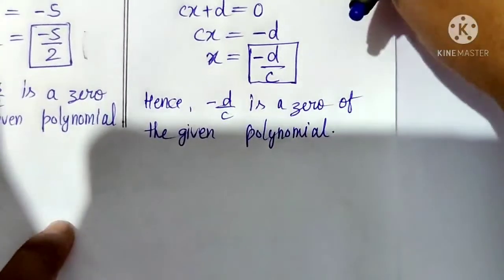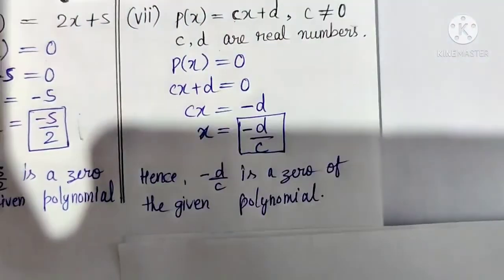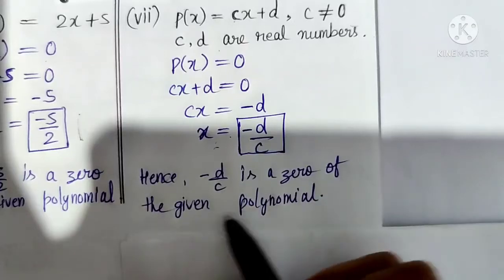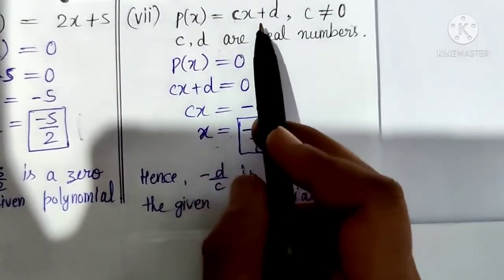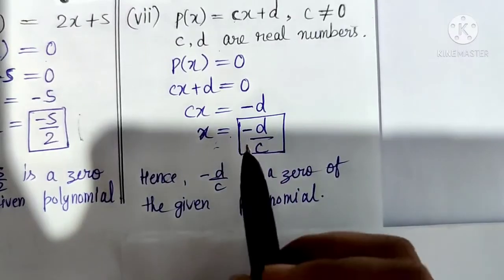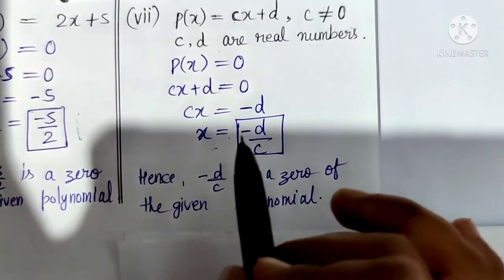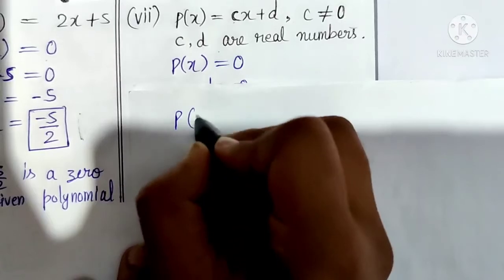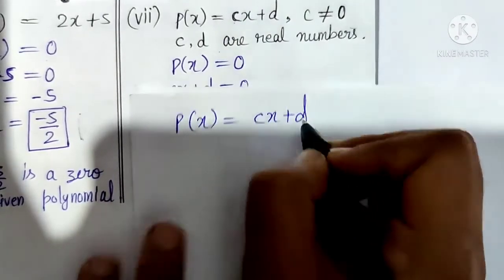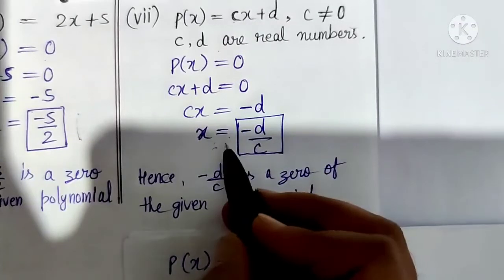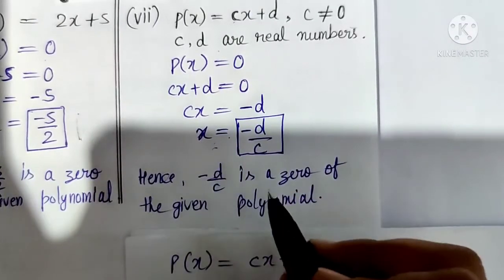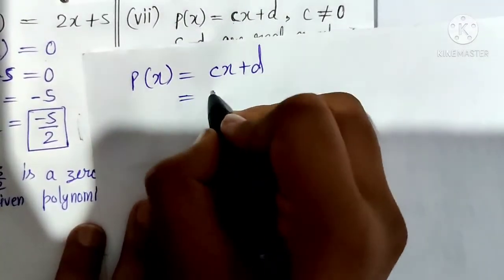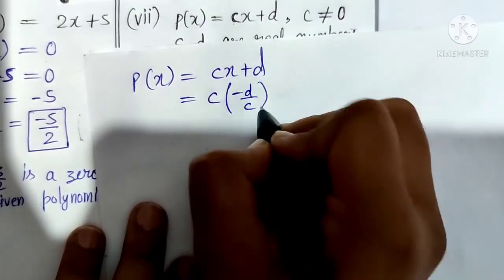Now students will get confused about how it can be possible, so let me show you. It is not given that we have to check, but I want to show you, because we are saying minus d upon c is a 0 of the polynomial, so we have to check whether it is correct or not. In place of x I will put minus d upon c. Listen again, it is not given in the question, but I am verifying it for your consideration. p(x) was given as cx plus d, and we got the value minus d upon c. So if we put minus d upon c in place of x, it should come equal to 0. Let's see whether it comes equal to 0 or not. In place of x I will put minus d upon c, plus d.